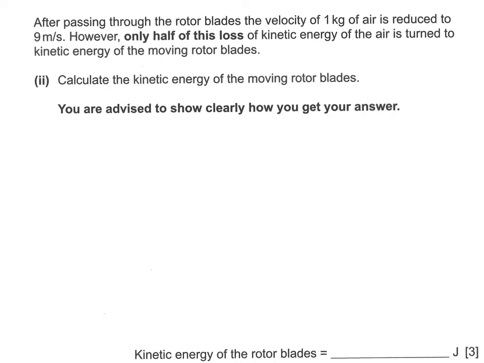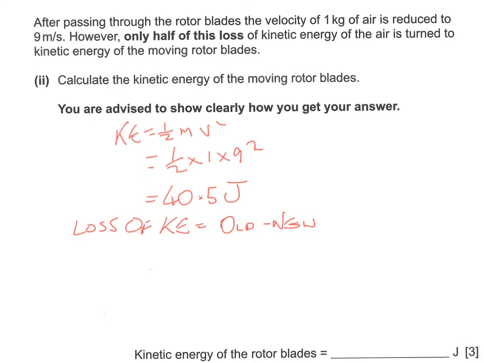So we have an old velocity of 15, a new velocity of 9. We already know the kinetic energy of the 15 meters per second value. We now need to know the kinetic energy of the 9. And that gives us a value of 40.5 joules. So that's the new kinetic energy. We had previously a value of 112.5, so we need to work out this loss. And that's going to be the old value minus the new value, which means that we're talking 112.5 minus 40.5. And that comes to 72 joules.